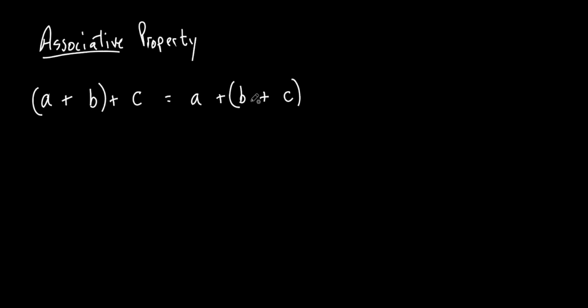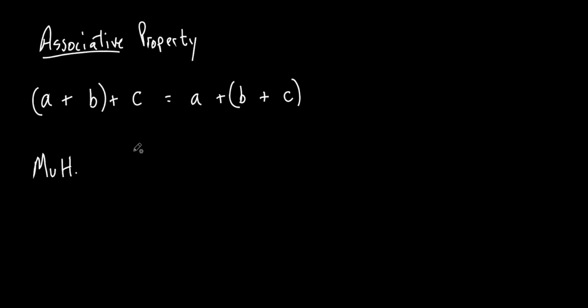It doesn't matter how you group them. This one we grouped these two together. Or if you wanted, you could group the A and the C together, couldn't you? And then add the B. So that's the associative property. Let's do the multiplication property. I'll just put MULT just because of time.